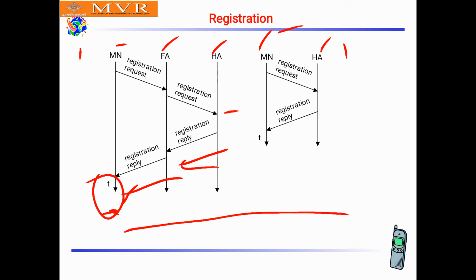T. And if the mobile node is registering directly with the home agent, then the mobile node requests to register and the home agent gives the reply as the registration acknowledgement. So this is the registration. This is the sequence diagram for the mobile node to foreign agent and the mobile node to home agent.